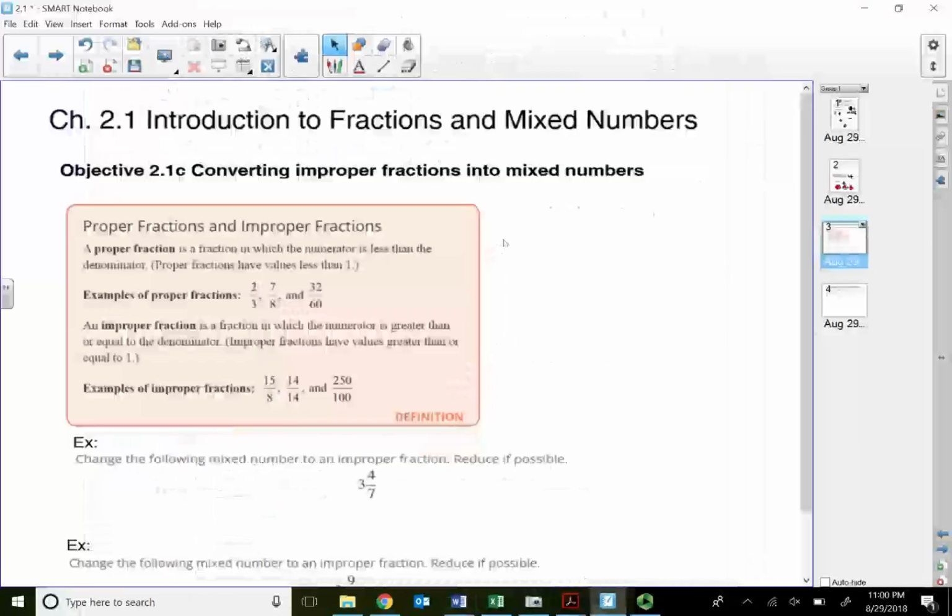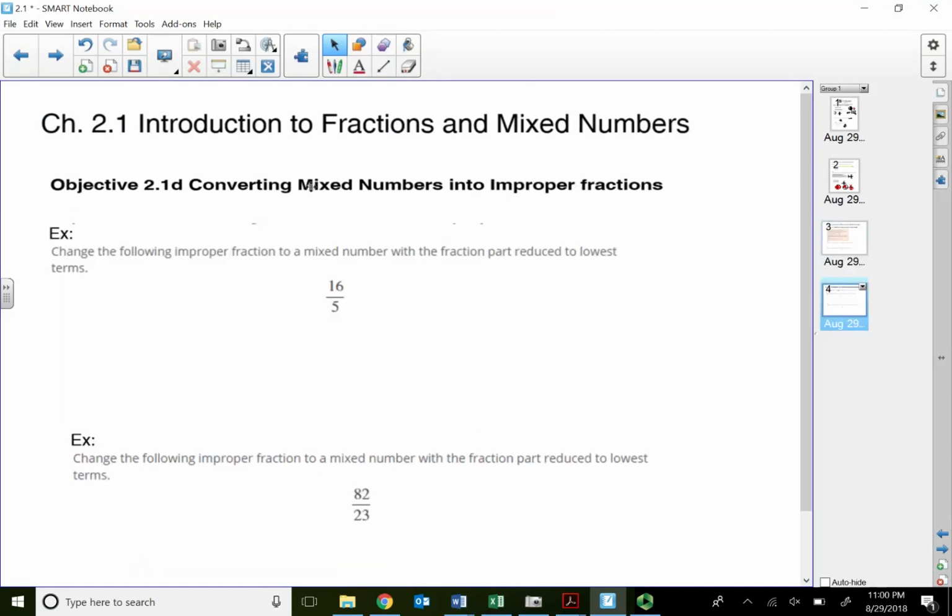Welcome back to Module 2.1. In this lecture video, we're going to talk about how to convert improper fractions into mixed numbers, and we're going to talk about how to convert mixed numbers into improper fractions.